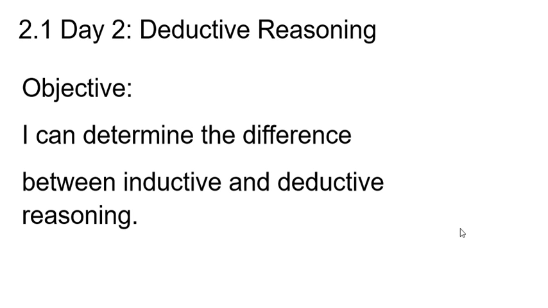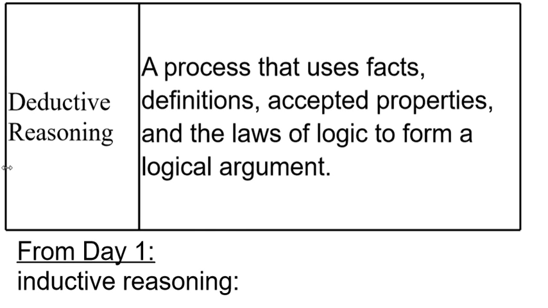All right, so this is day 2, our next section for unit or section 2.1 in our reasoning and proof unit. This is about what's called deductive reasoning. So we're going to determine here what the difference is between these two. Yesterday we learned about inductive reasoning and making conjectures. So let's compare the two, okay?